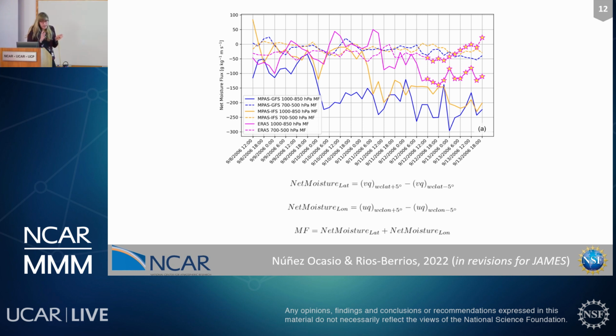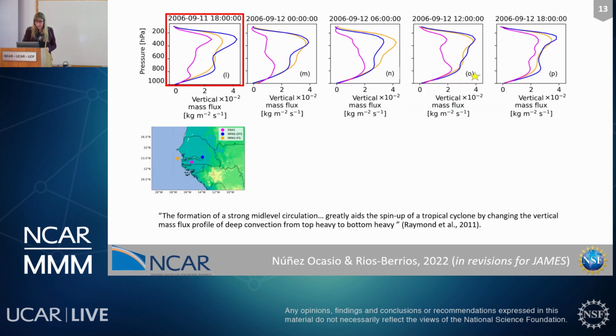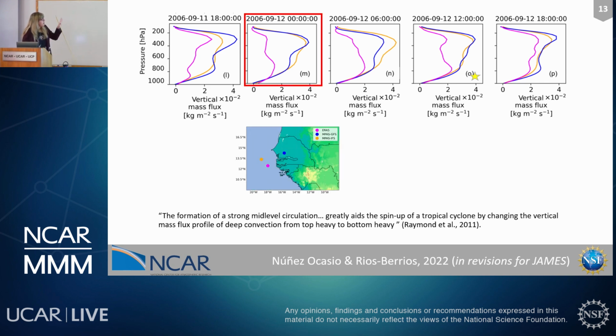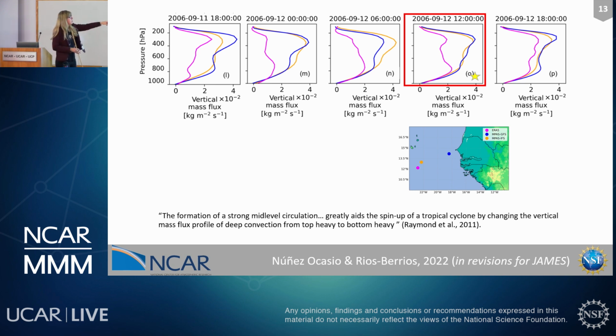And so this relates to the vertical profile of the system, and we'll see that next. It turns out that when we specifically look at the vertical mass flux of ERA5, the magenta line, we see that it follows Raymond's literature, where the profile goes from a top-heavy vertical mass flux profile to a bottom-heavy one at the time of genesis. So again, just focusing on the magenta profile.